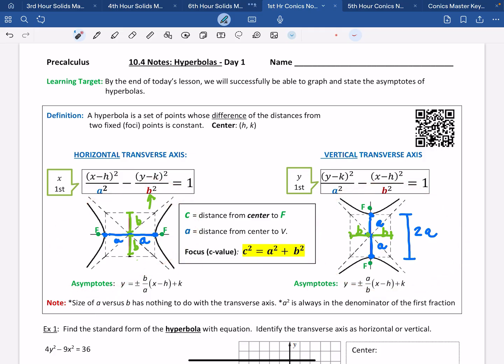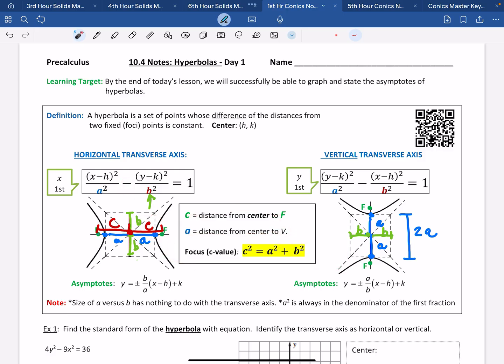The last component that you would probably want to graph is your C value. Now the C value is simply the distance from the center all the way to the foci right here. So this is C, and you've got another one here. We're going to call that C. All right, so in an ellipse, if you remember, C squared was equal to A squared minus B squared. But notice the difference here. Now C squared is equal to A squared plus B squared. So it's the opposite. The signs kind of switch with each other in that formula.